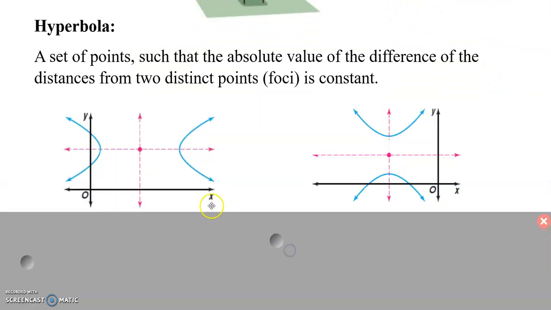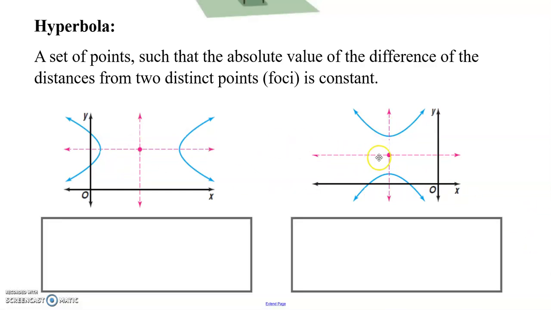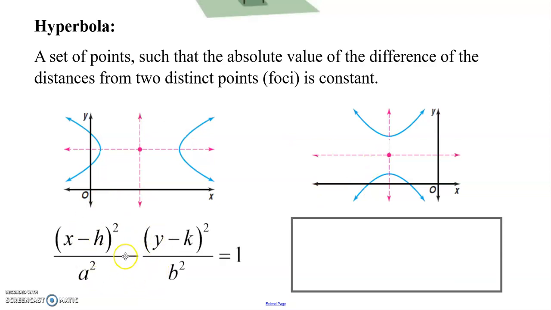Your hyperbola could face left and right like this. It could open horizontally like this one, or it could open vertically like this one. And for these two different types of hyperbola, there is an equation. So for this one, the equation looks like this, and you can see that it's very similar to the equation for an ellipse. The only difference here is that you've got a minus sign instead of a plus sign.